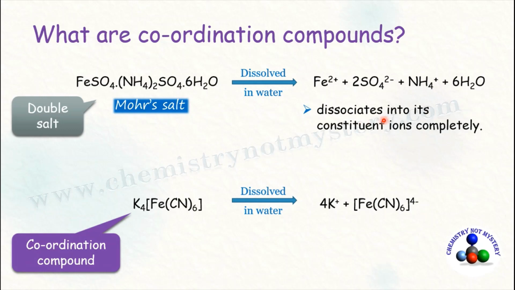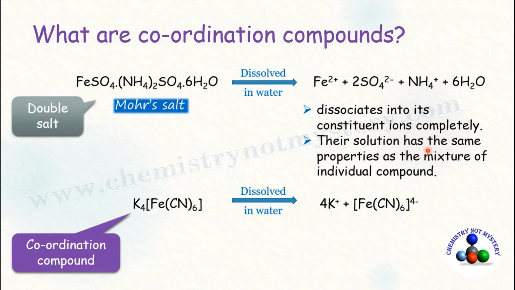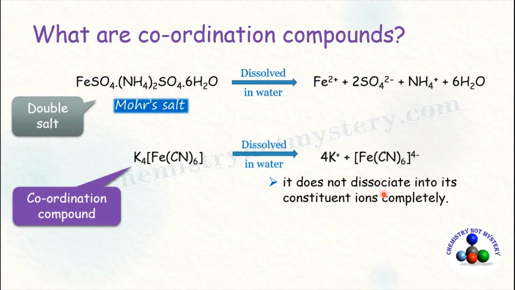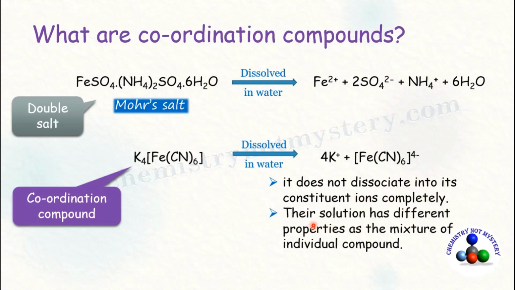Double salt dissociates into its constituent ions completely. And their solution has the same properties as the mixture of individual compounds. While in case of coordination compound, it doesn't dissociate into its constituent ions completely. And their solution has different properties from the mixture of individual compounds.